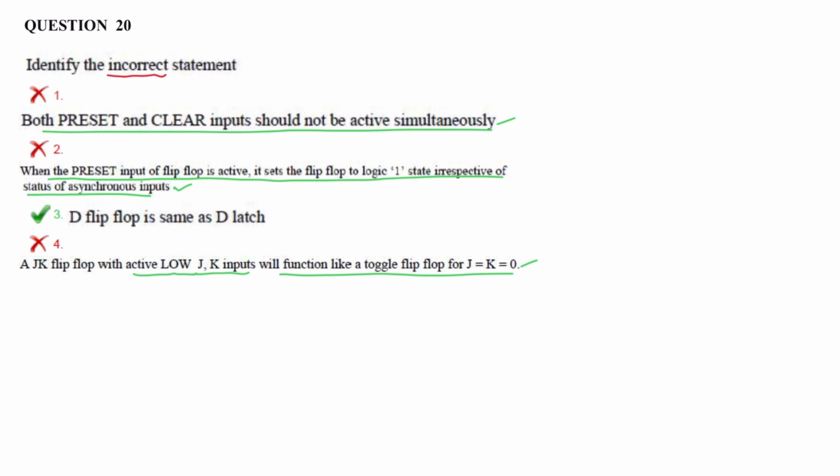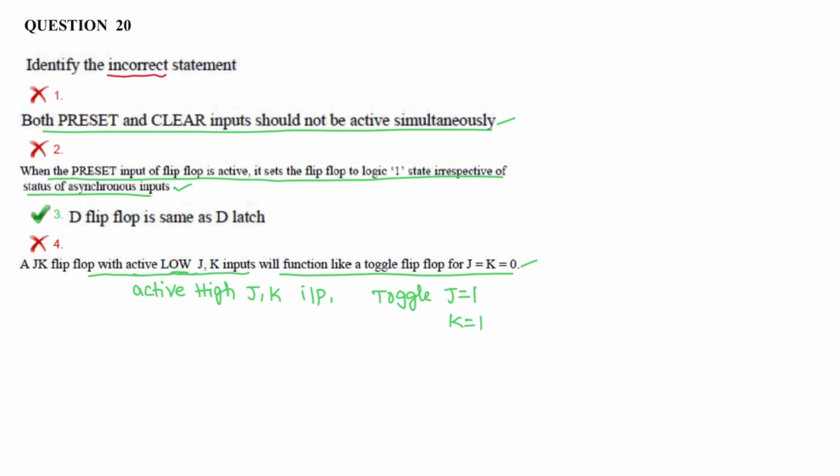So here toggling takes place for J is 0, K is 0 because the flip-flop is having active low inputs. For active high JK input, the flip-flop will toggle for J is equal to 1, K is equal to 1. Statement 4 is also correct. In the question they asked to identify the incorrect statement.